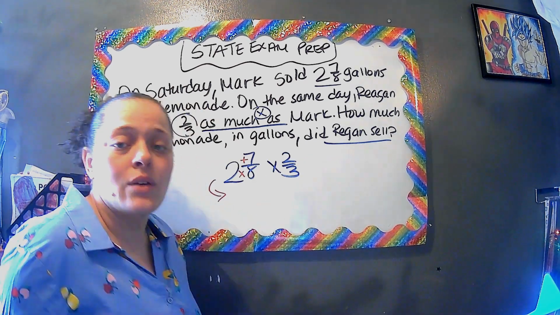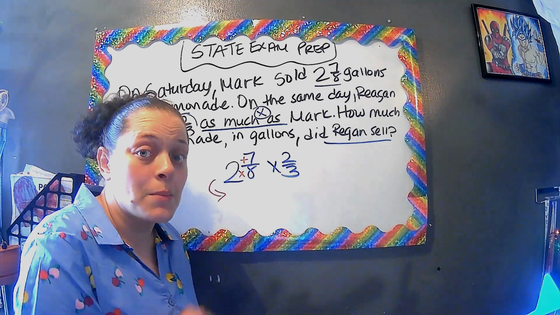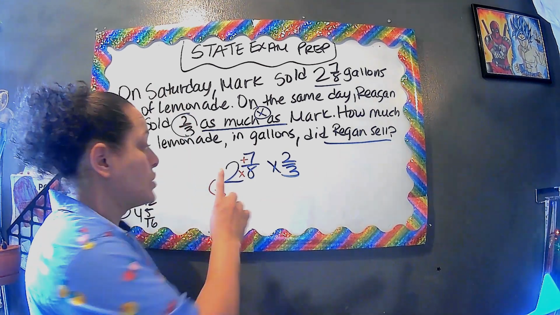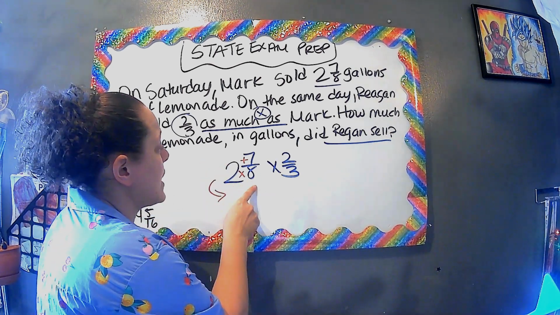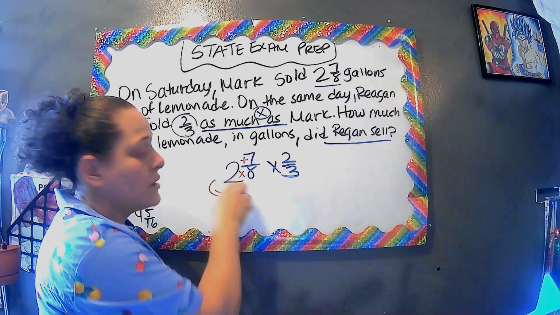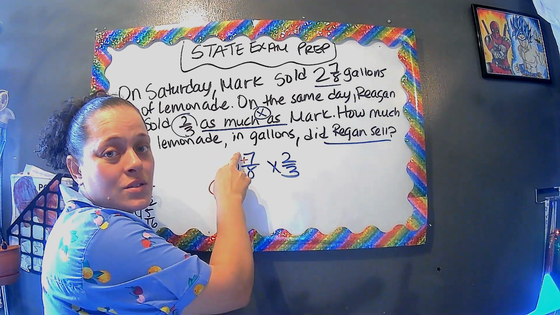Let's review how to change this mixed number into an improper fraction. We can multiply mixed numbers, so let's do it. We have to then change this. The way we do it is 8 times 2 is 16, our denominator times a whole number. Then our answer has to be added to the 7.